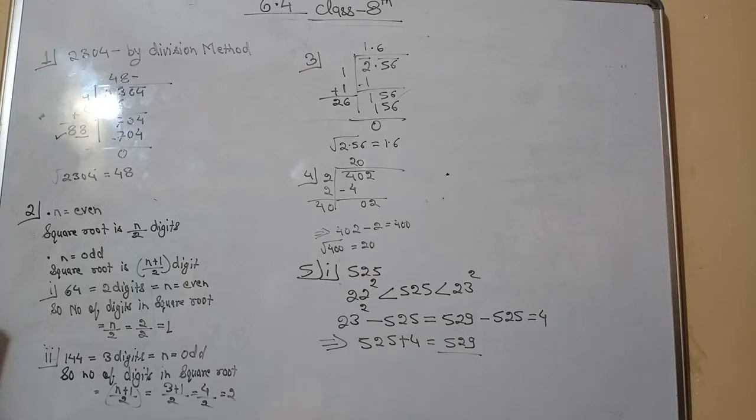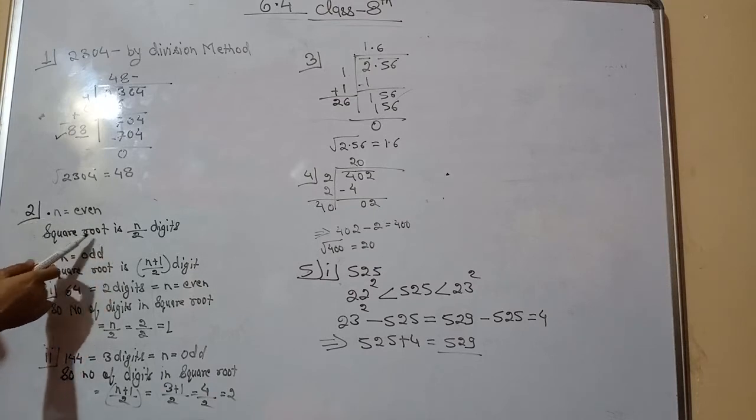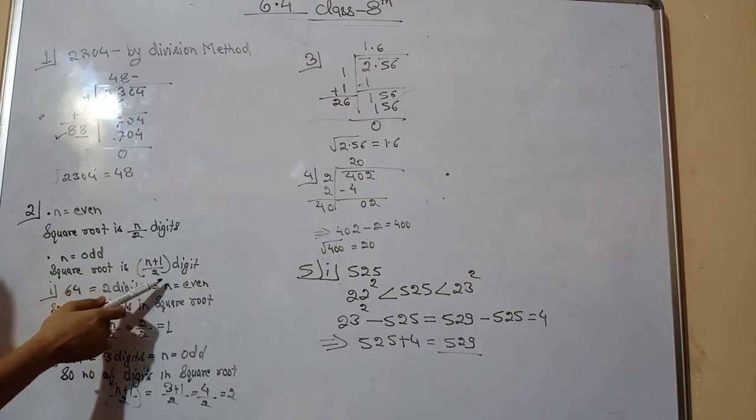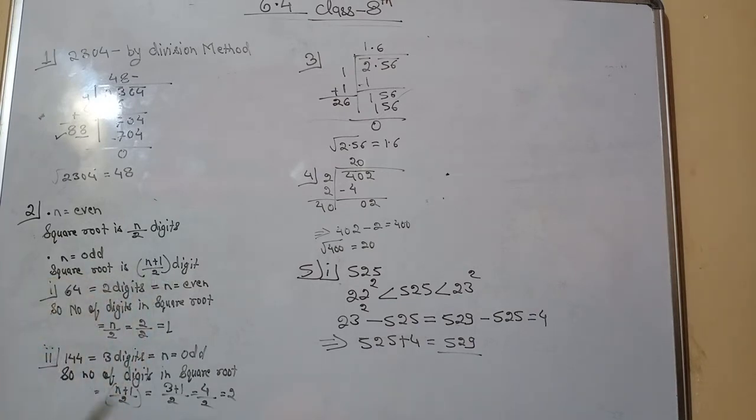Now, what is given in question number 2? Find the number of digits in the square root of the following numbers without any calculation. Suppose the number given is 64. See, this is the formula. If the total number of digits is even, then the number of digits in the square root is n by 2. But if the total number of digits is odd, then the number of digits in the square root is (n plus 1) by 2. Let us solve this by question.